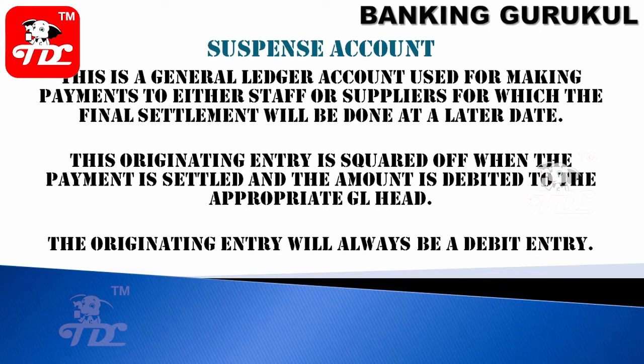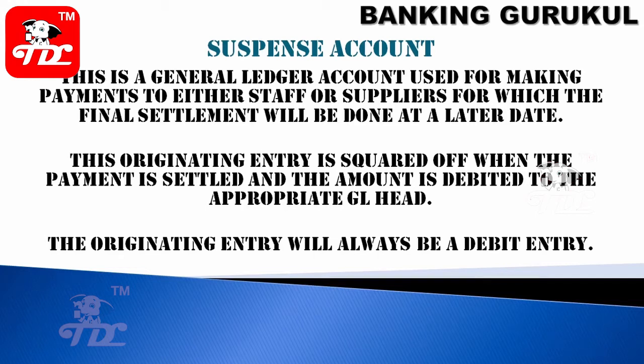But what will the bank do? As an initial payment, the bank will give 50,000 rupees to the customer or to the employee when they go for medical treatment. When can we debit the expenditure? When we receive the final bill. So what do I have to do? That 50,000 rupees I'll temporarily debit to my suspense account and give it to the employee.